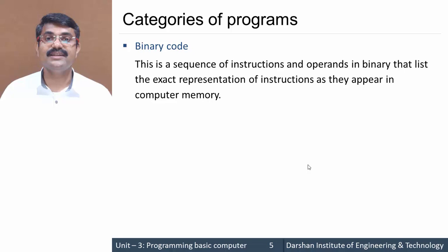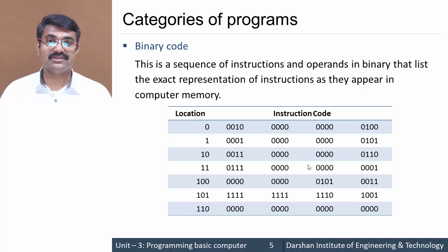provided in binary. Suppose we want to perform addition of two numbers, then in that case the operation instruction is given as a binary code, but along with that the operands are also given in the form of binary code. So the sequence of instructions is written in the form of binary. So let's see an example of that. This is how the program is written in the form of binary.